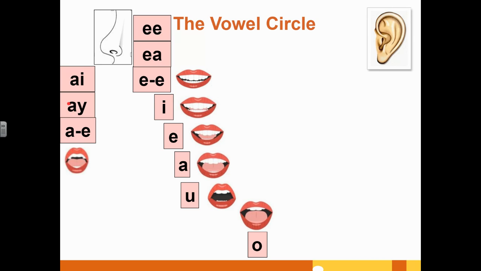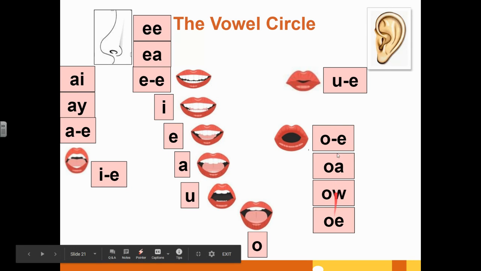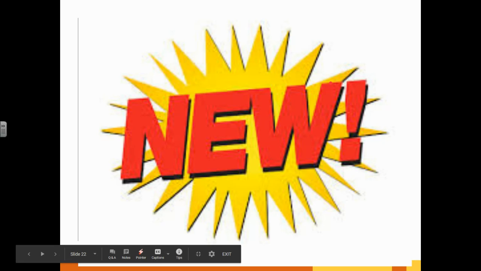We have the AY vowel team and the AI, both saying A. And the I with the silent E, the E makes the I say its name, I. And the same with the O. We also learned about OA and OW and OE. And then we have U like in Q.